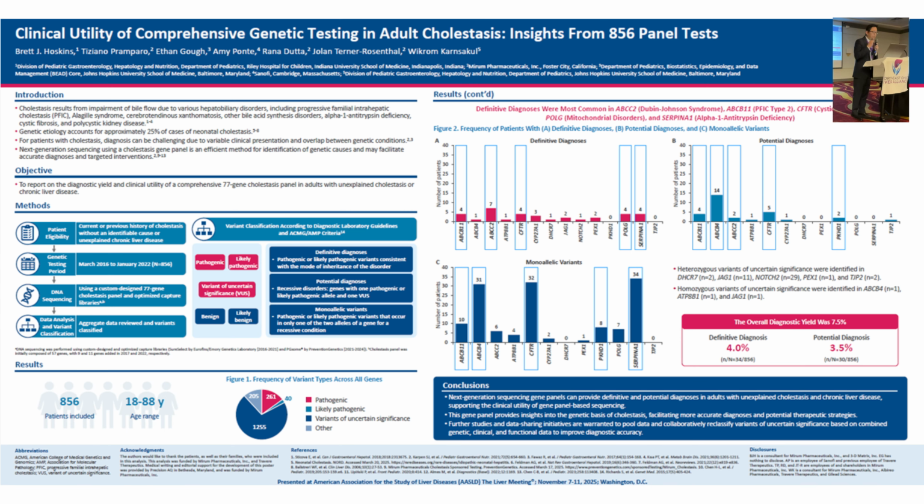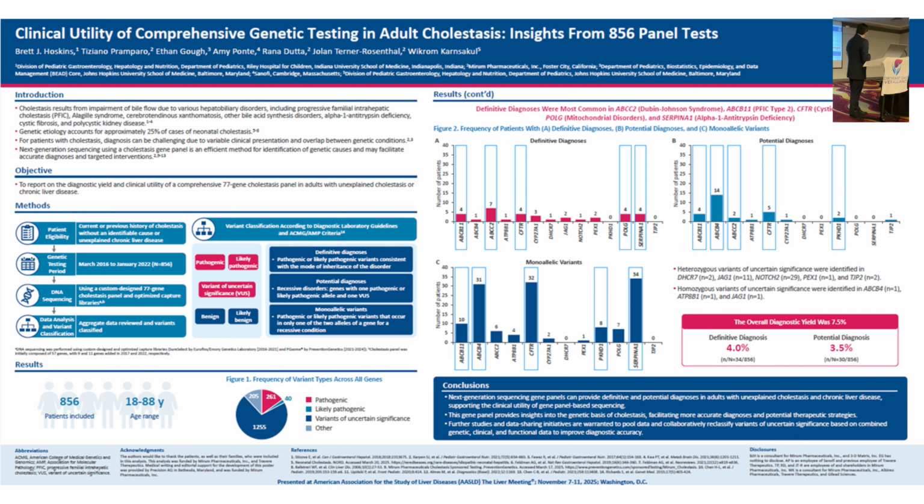Moving beyond PBC, I want to talk about the genetic panel that's available now for us to diagnose patients with cholestasis. This is from Precision Diagnostics, a 77 gene panel that initially was composed of PFIC as well as cystic fibrosis and alpha-1 antitrypsin. That's now clinically available for us to use. This study looked at 856 patients who were diagnosed with unexplained cholestasis or chronic liver disease, and they were tested with this 77 gene panel.